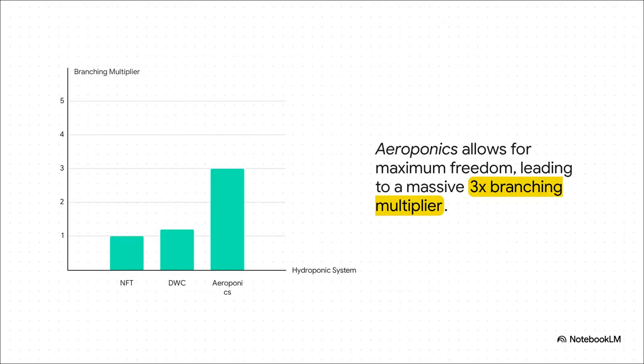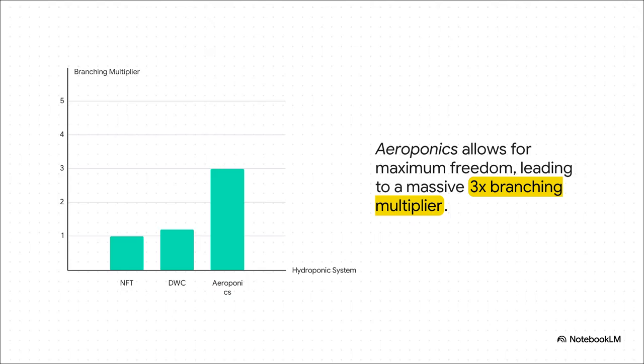And you can really see that difference right here. NFT is our baseline, we'll call it 1.0. DWC gives the roots a little more freedom, so it gets a 20% boost. But then look at Aeroponics. The roots are just hanging in the air, they can go wherever they want.